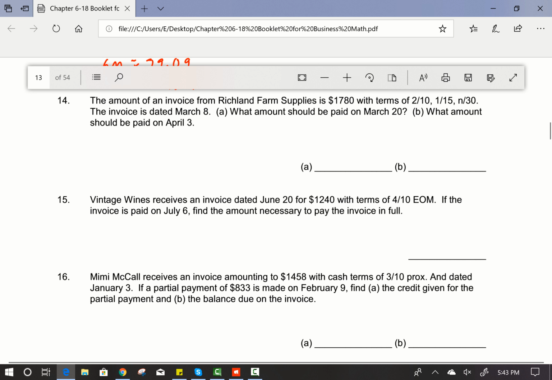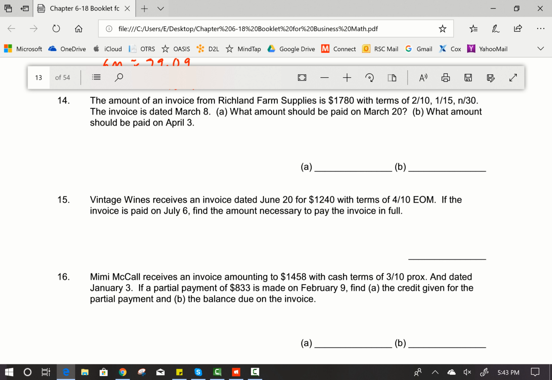Okay, number 14. The amount of an invoice from Richland Farm Supplies is $17.80 with terms of 2% discount if taken within 10 days, a 1% discount if taken within 15 days, but the net is due in 30. The invoice is dated March the 8th. What amount should be paid on March 20 and what amount should be paid on April 3rd? So this is ordinary dating method.